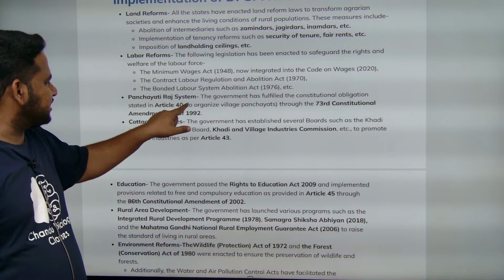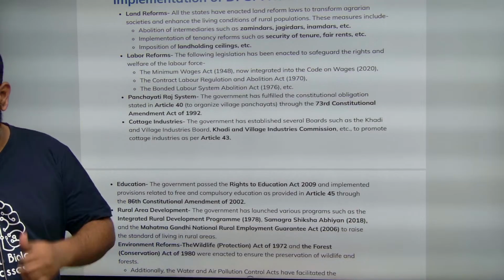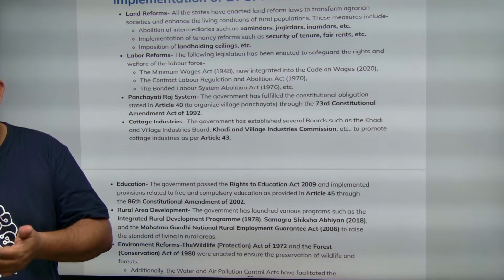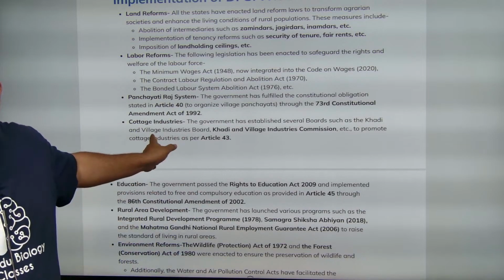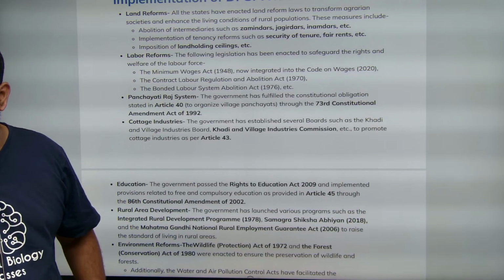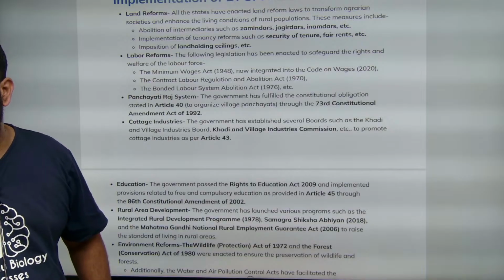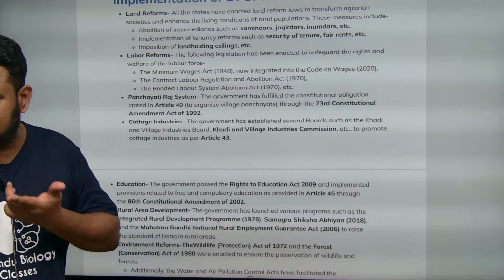Next is the Panchayat Raj system. The organization of village panchayats was present in Article 40. But Panchayat Raj came through which amendment? The 73rd amendment. The panchayats came through the 73rd amendment. We will discuss panchayats and municipalities as a separate chapter. Just remember that panchayats came through the 73rd amendment, and it implemented Article 40, that is village panchayats. The word itself says panchayat.